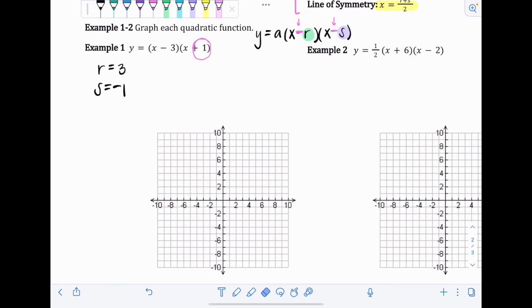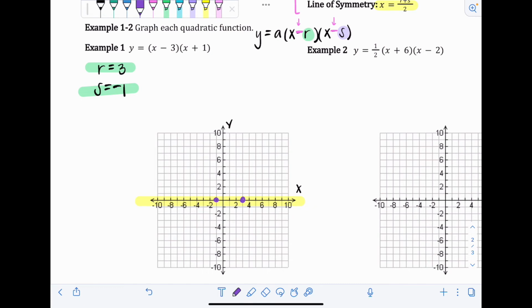Okay, so r and s are x-intercepts. Those are the first 2 points on our graph. The x-axis is the horizontal one, so this is the x, this is the y. I have an x-intercept at 3 and an x-intercept at -1. So I'm just going to put those points on the graph. 3 on the x-axis is right here, -1 is right here.